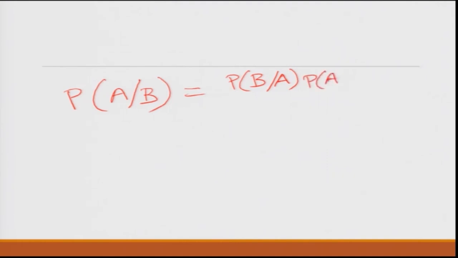So, let me write this formula again for you. Basically we said that P A given B is equal to, let me put it in a more ordered way, divided by P B.